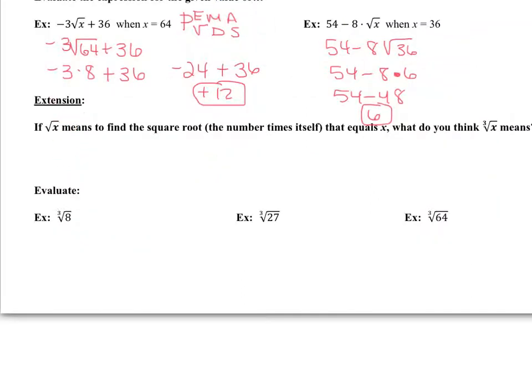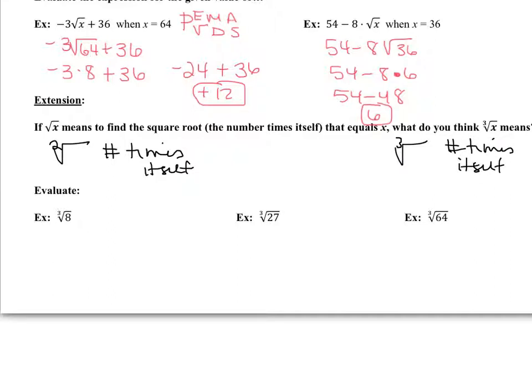So the symbol right here is our square root. By the way, it could also be written like this. You don't really see it a lot, but you could see the 2 out, which is asking for the number times itself. That's called the square root. So this one is the number times itself 3 times, and its name is the cube root.